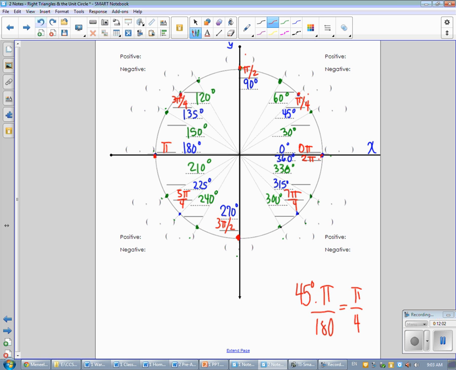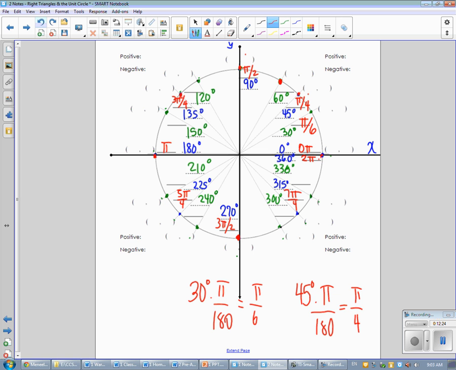If I deal with a 30 degree angle, 30 degrees, if I multiply by pi over 180, is going to correspond to pi over 6. So I know every 30 degree angle, all of those green dots that you see, are going to correspond to one measure of pi over 6. So this is going to be pi over 6.